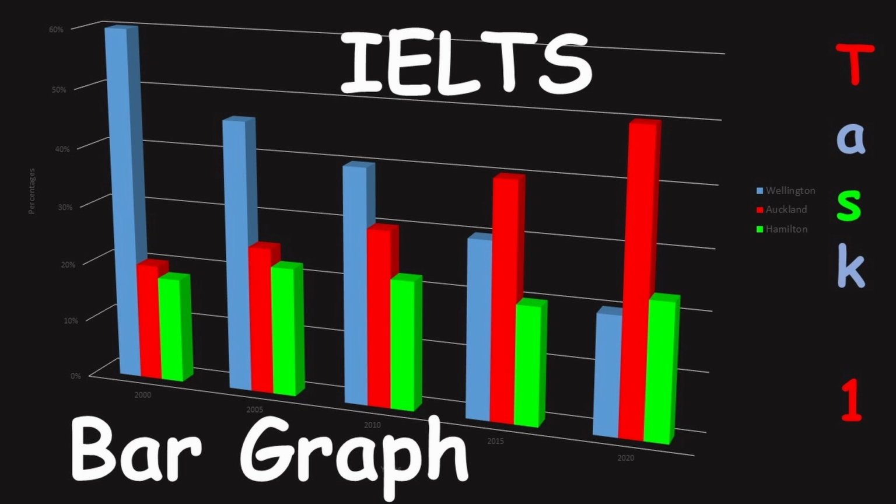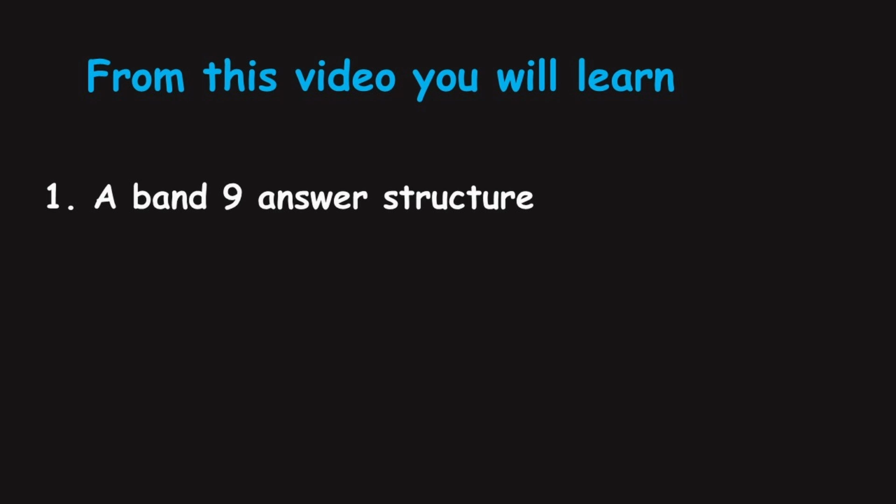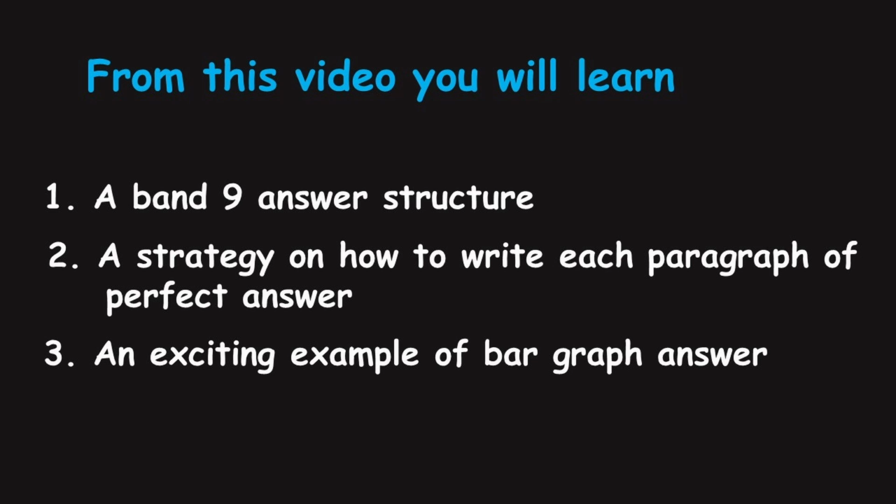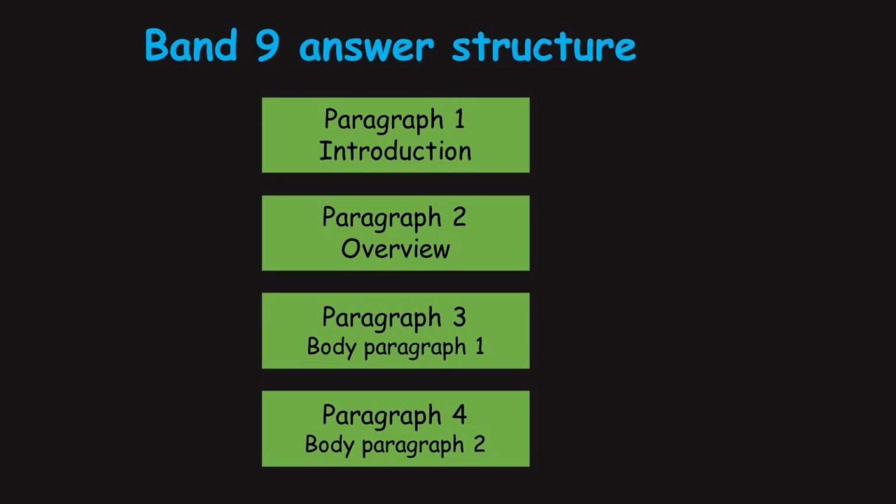Hello, this video provides information on how to write a bar graph report for the academic Task 1 IELTS exam. From this video you will learn a Band 9 answer structure, a strategy on how to correctly write each paragraph for a perfect answer, an example of a bar graph answer, and specific vocabulary that must be used in the future. Now let's have a look at this Band 9 scheme structure.